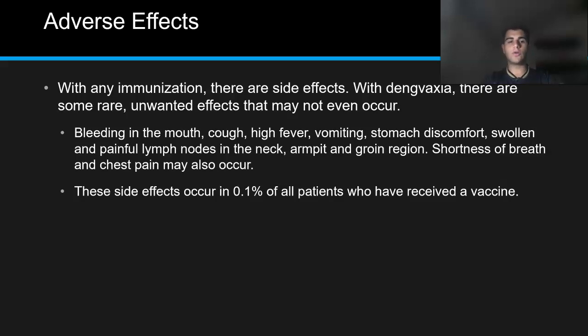But with Dengvaxia, there are possible rare side effects that may not even occur. These side effects occur in about 0.1% of all the patients who have received Dengvaxia, and some of these occur even less than in 0.1% of the patients. These symptoms are bleeding in the mouth, cough, fever, vomiting, stomach discomfort, and swollen and painful lymph nodes in the neck, armpit, and groin regions. Shortness of breath and chest pain can also occur, but like I said, in less than 0.1% of those patients.